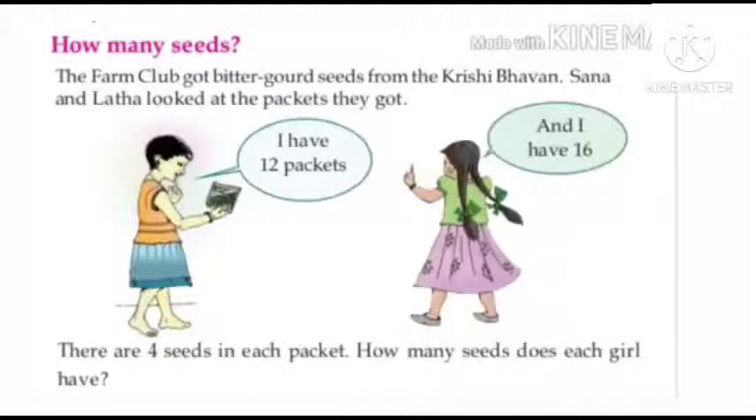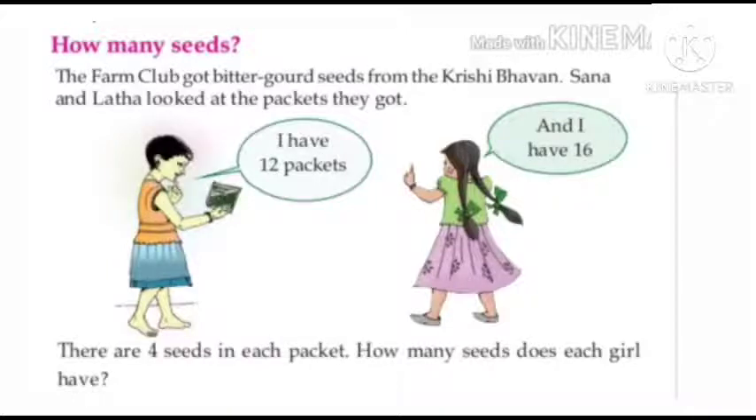Next activity. How many seeds? The farm club got bitter gourd seeds from the Krishi Bhavan. Sana and Lada looked at the packets they got. Sana says, I have 12 packets. Lada says, I have 16 packets. There are 4 seeds in each packet. How many seeds does each girl have?